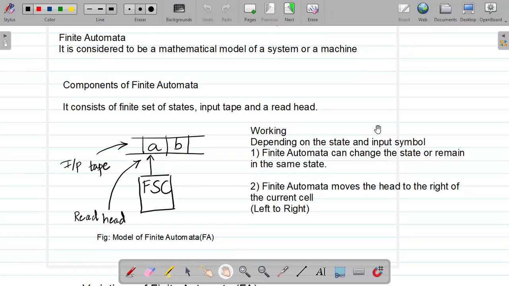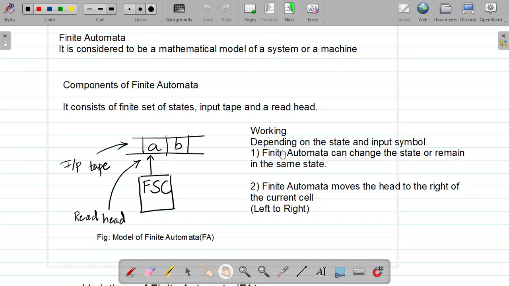So what are the components of finite automata? It consists of a finite set of states, an input tape, and a read head. For a particular problem, whichever input is there, it will be written into the input tape. Then there is a read head which will read that input, and a finite state control that will help us in getting to certain states, and based on that we can decide what will be the output and other things. So the input tape for a particular problem has input A and B, the finite state control is there, and then we have the read head.